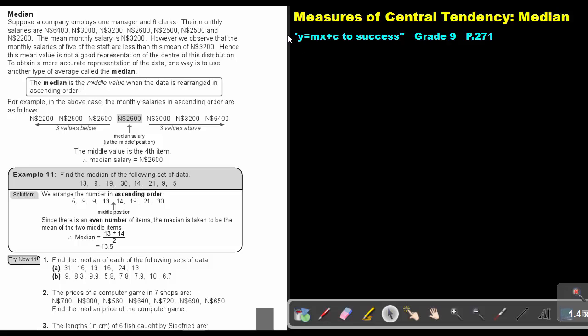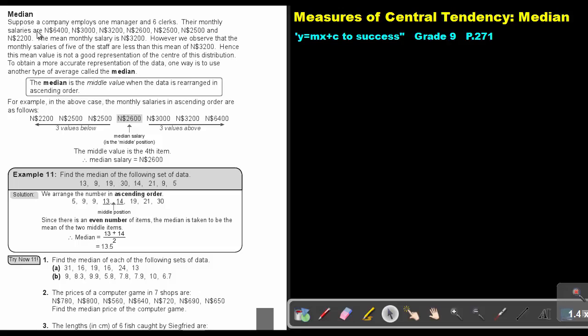Part 8, we are going to continue with measures of central tendency, and we are going to focus on the median. You will find this on page 271 in the Namibian Mathematics Grade 9 textbook, Y equals mx plus c to success. Median.